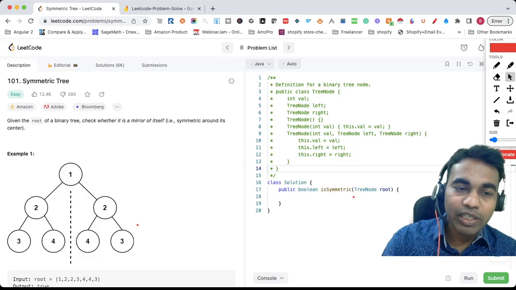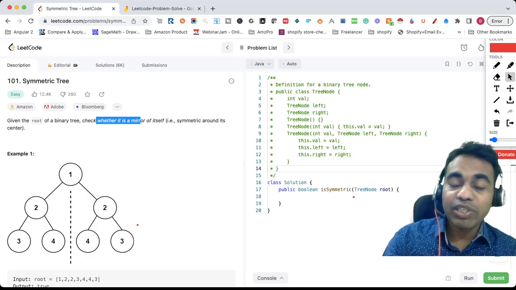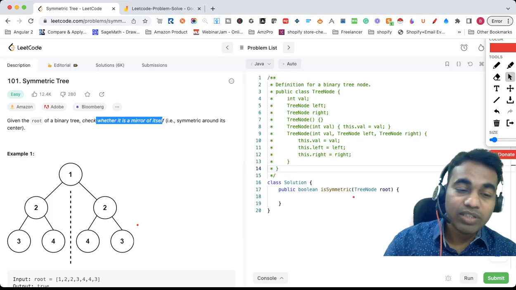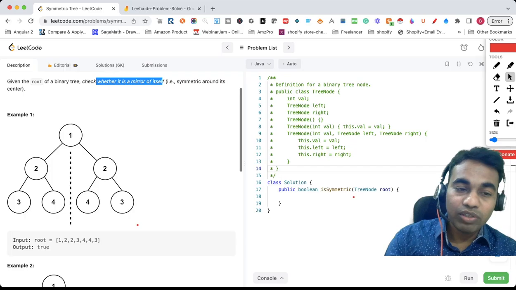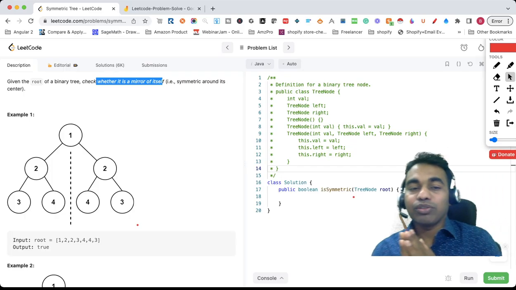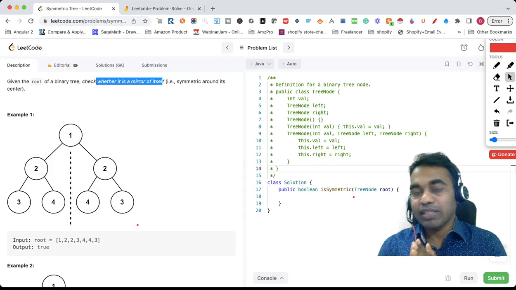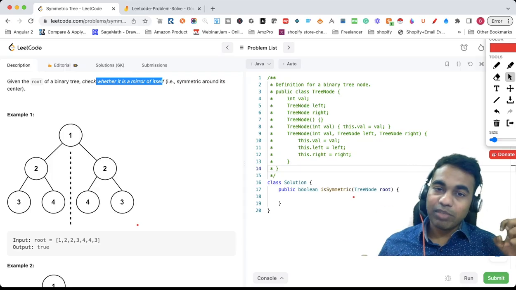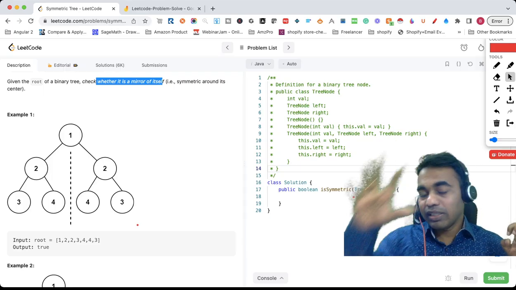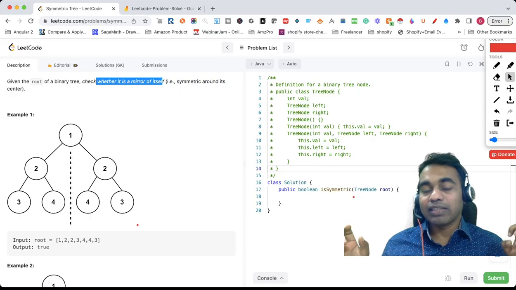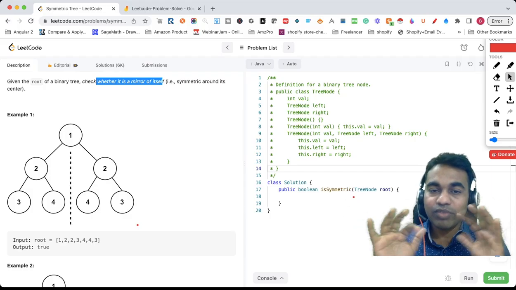Given the root of a binary tree, check whether it is a mirror of itself. If you look at this particular example, this part is the mirror of this part. That is what this question is all about. Then it is known as symmetric. That means if any node is the left of a particular root, then the same node should be the right of that particular root, so that is how the values are going to be equal.